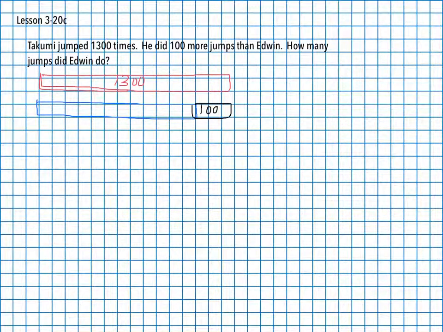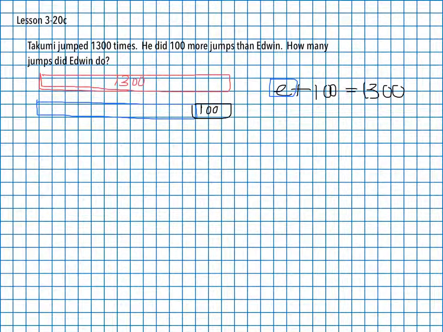So I will write that Edwin, which we'll just mark with an E, plus 100 is going to equal Takumi, which is 1,300. Now that we have this, we are ready to start, because we're going to try and solve for Edwin. How do we solve for Edwin? Well, remember, we want to get our numbers on one side and our variable on the other. So our variable is here, so let's get rid of the numbers.